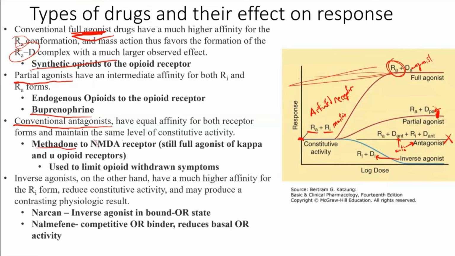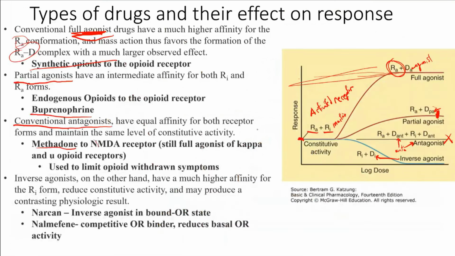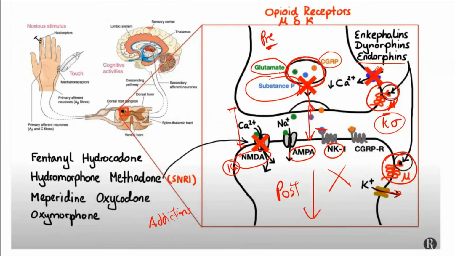So methadone is a drug that binds to the NMDA receptor, which we talked about over here. It's one of these receptors that is a calcium channel. It binds here and it blocks glutamate from binding and activating this calcium channel.